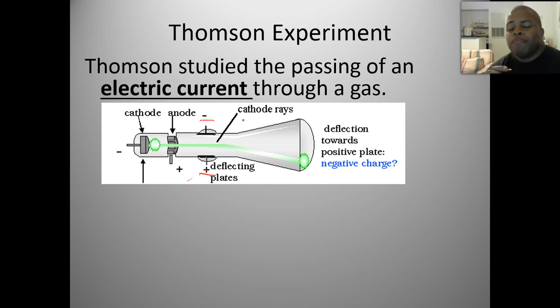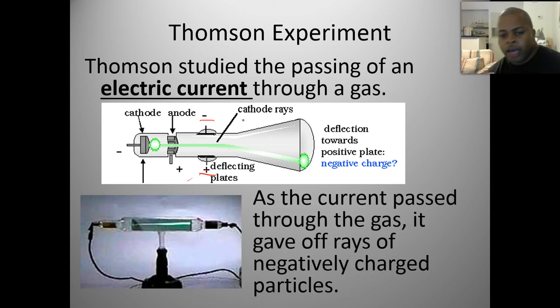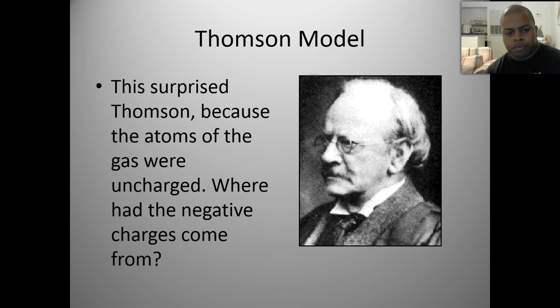If the beam, the electricity, is bending away from the negative charge, that must mean that there are some negative charges in there causing it to push down. So deflection towards the positive plate means there's a negative charge. Now, this was revolutionary throughout all of science. This was something that was unheard of. And so they took this information and developed a new model.